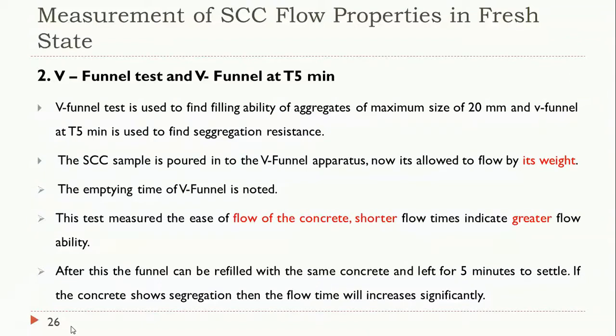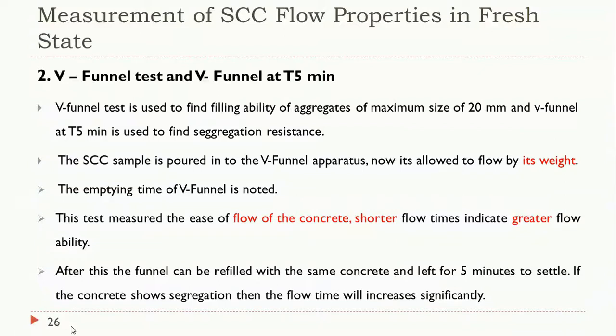Similarly to the slump flow and the T50 test, here also we have two types of tests: the V funnel test and the V funnel at T5. The V funnel gives the filling ability or the flowability of the concrete, whereas the V funnel at T5 minutes is used to find the segregation resistance. Both can be done with a single apparatus. This test is used to determine primarily the filling ability of the concrete, and also to assess the resistance to segregation.